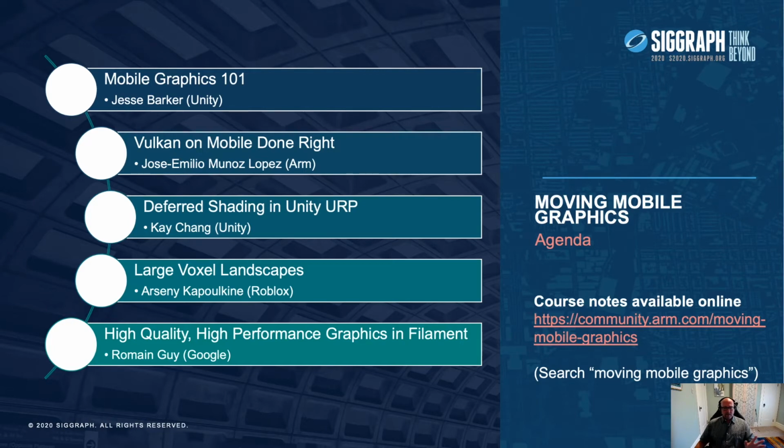So the agenda for the rest of what we're going to have here is going to start with myself giving you a little bit of a primer on mobile graphics and mobile GPUs. Then Jose Emilio from ARM will tell us a bit about efficient use of the Vulkan API for mobile. Next, Kei Chang will talk about optimized deferred shading. After that, Arseny is going to cover large voxel landscapes on mobile. And last but not least, Romain is going to talk about high fidelity rendering for mobile.